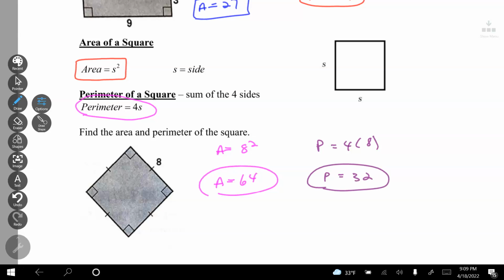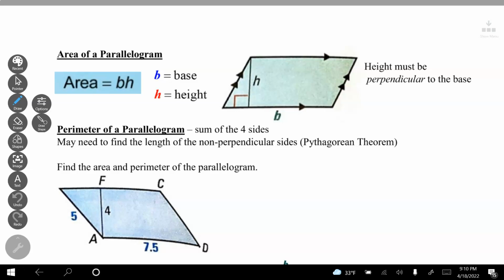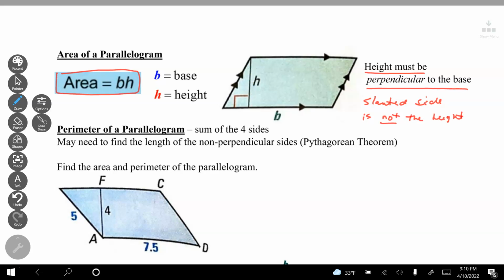I would think everything on this front page you've done at some point or another in your life, whether it be middle school or even this year. A parallelogram is just really kind of like a slanted rectangle, where the angles aren't right angles, but area is still base times height, but this time height must be perpendicular to the base, as it is in this drawing here. As you can see, this is the height. The slanted side is not the height. It's this perpendicular side.